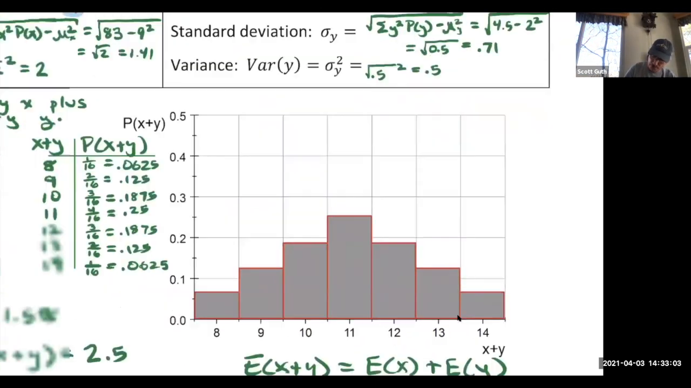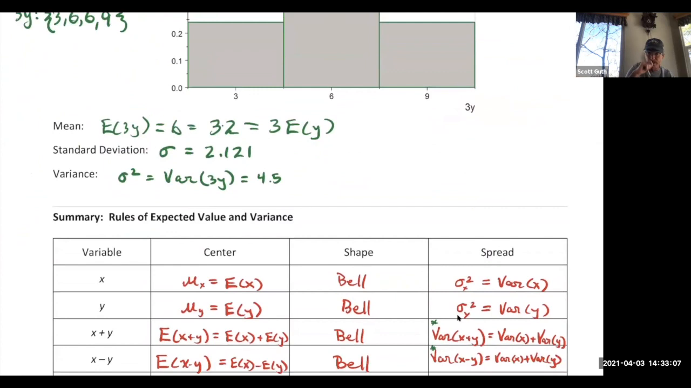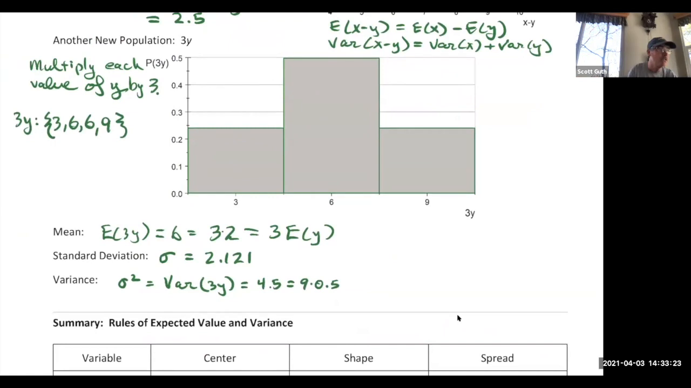Okay, so I want to see how many times 4.5 is bigger than 0.5. And of course, 9 times 5 is 45. So this is 9 times 0.5. Now the 9 comes in because remember I multiplied all the values of y by 3, computed the standard deviation, and then we squared it. So the standard deviation is actually 3 times bigger, but because you've squared it, the variance is 9 times bigger. So this 9 is really a 3 squared times the 0.5. The 3 is the number we multiplied by. The 0.5 is the variance of y.